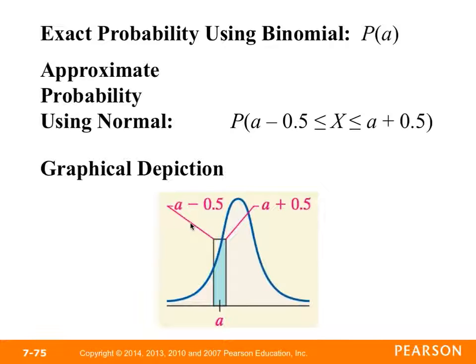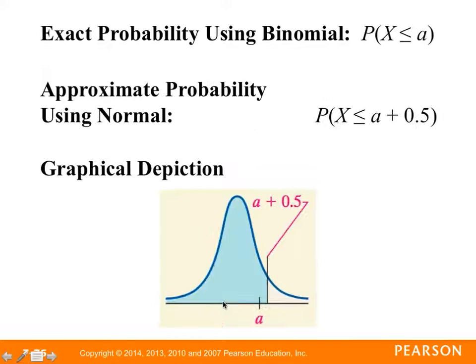Okay, so the exact probability using binomial, if you just want to find the probability of A happening, you're going to subtract 0.5 from A, add 0.5 to A, and then find the probability that x is between those two numbers. That's represented by this bar right here. Now, if you want the probability that x is less than or equal to A, you have to add 0.5. That's called a correction for continuity, because we're using a continuous distribution to approximate something that's discrete. So we add 0.5.